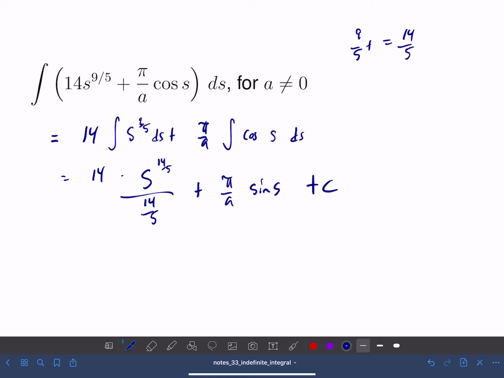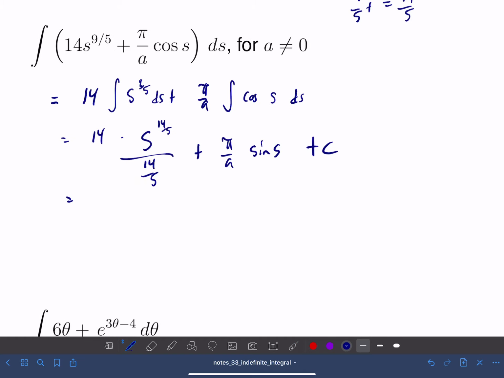Part of me wants to go back and write this using cursive s's, because cursive s's can't be mistaken for 5s, and this is hard to tell apart, but hey, sometimes you use s. Deal with it. Let's simplify. I find this unacceptable in its current form. 14 times 5 over 14 s to the 14/5. The 14s all cancel.